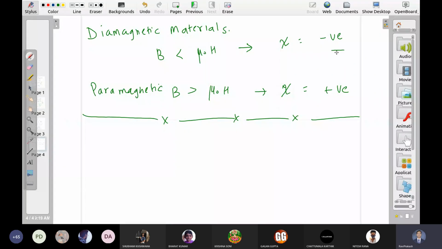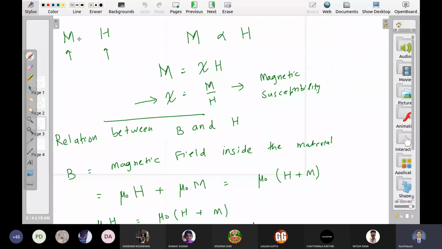Why is chi negative? Does it depend on temperature? What parameters does it depend on? Are there any other parameters it can depend on? So there are many things to answer, right? And in order to answer these things, we need to know how this M is developed. How is magnetization created inside samples?